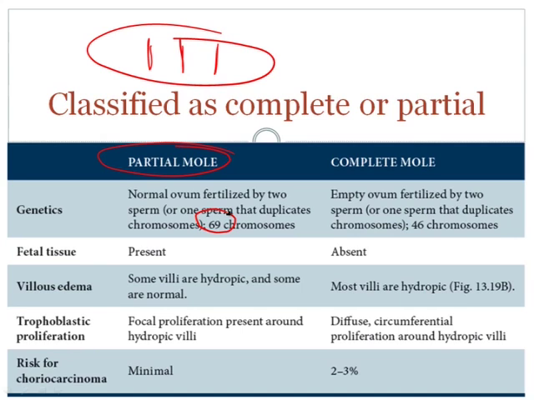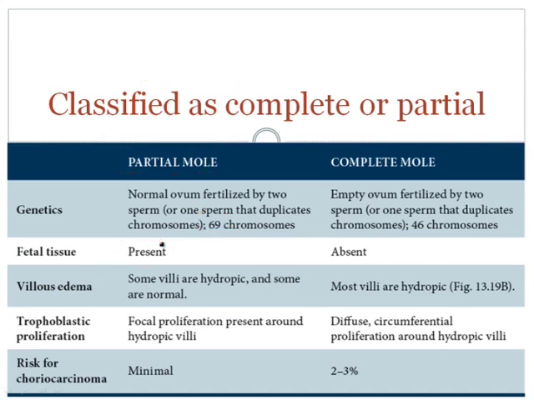Now fetal tissue, it's a partial mole, so it'll have part fetus, part mole. So fetal tissue will be present. It's a partial mole, so the villi will partially be edematous, and there will be partial trophoblastic proliferation around the circumference of those villi. And there is a partial risk for choriocarcinoma, i.e. there is a relatively lower risk for choriocarcinoma.